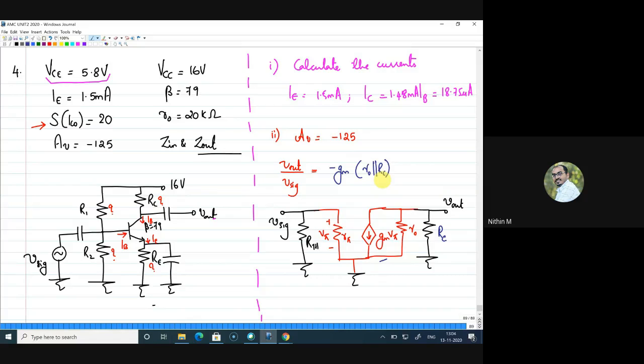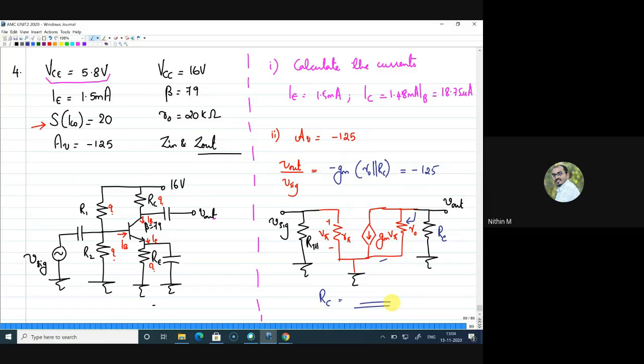So, Charan, I think you haven't seen this. There is R0 we need to consider here. It is R0 parallel to RC. This is given as 125. I can find the value of GM. R0 is given. From this, you can get the value of RC. So, you guys can calculate and let me know what is RC.